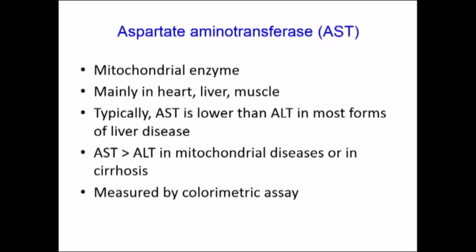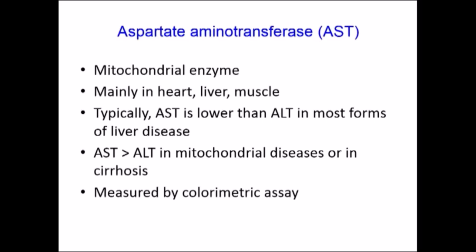So the AST is a mitochondrial enzyme in the liver. It's also present in the heart and muscle, so it's not absolutely specific. Typically, when the liver is injured, the AST and the ALT go up, but for most types of liver injury, the AST is lower than the ALT. So that can be sometimes a helpful clue, as I'll go through with you.